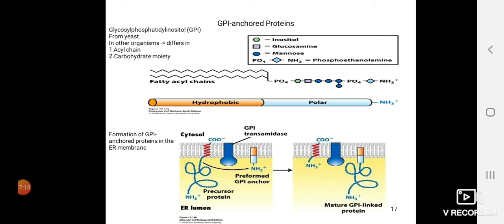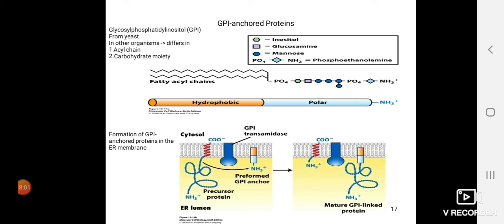Here is one example I'm quoting, that is GPI anchored protein molecules. GPI stands for glycosyl phosphatidyl inositol anchored protein. Similarly, there are farnesyl anchored proteins and geranyl anchored proteins. So varieties of anchored proteins we come across within the membrane. Some are always present, some get anchored whenever it is necessary. So varieties are there.